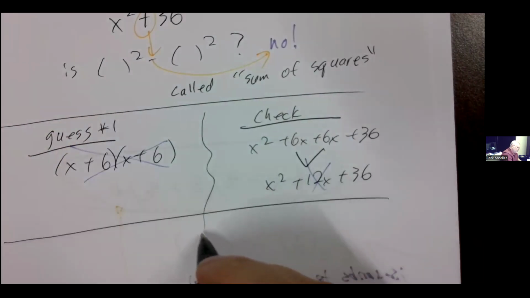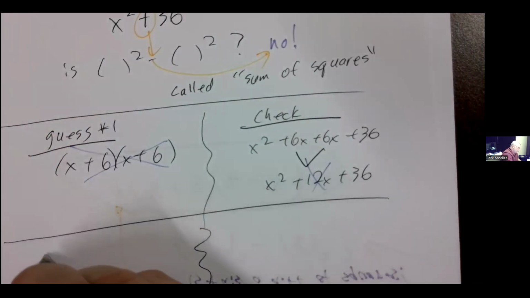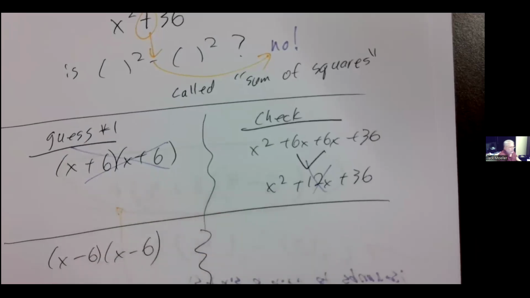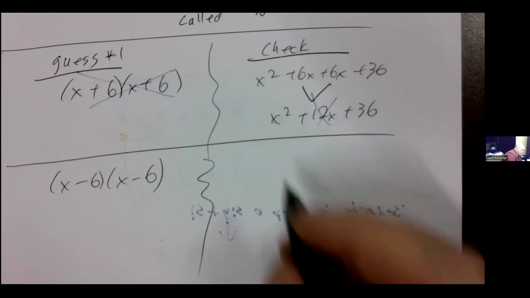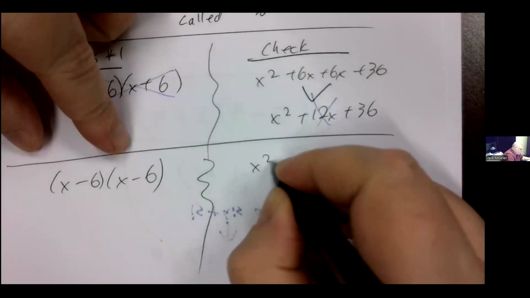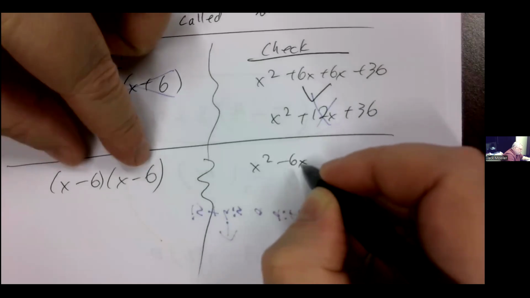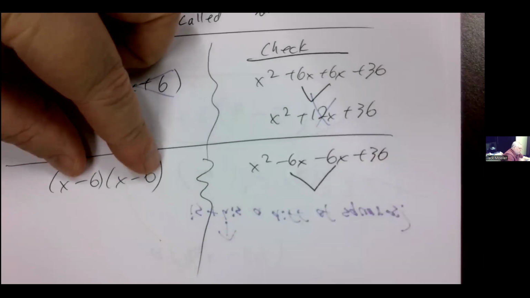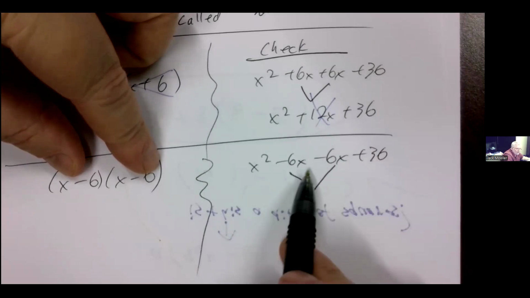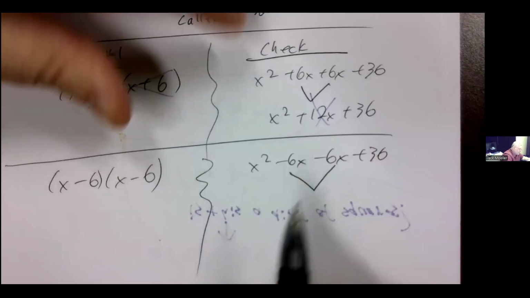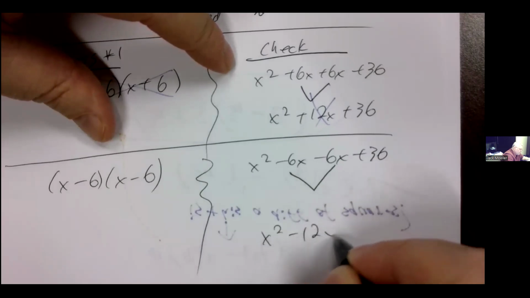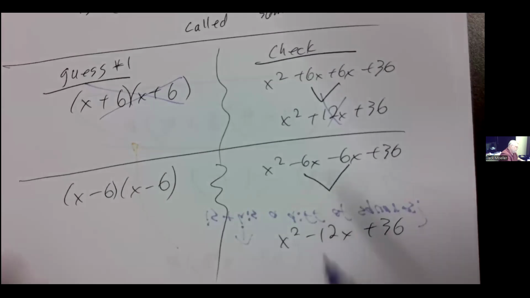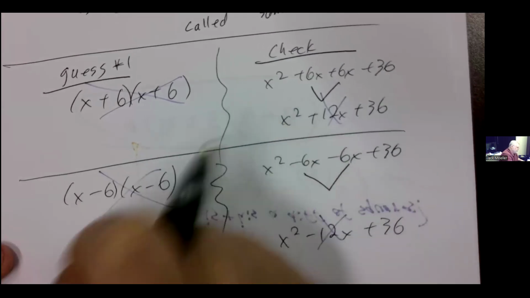Any other guesses? How about x minus 6, x minus 6? That's usually the second guess I get. Well, if we check it, we get x squared minus 6x minus 6x plus 36. Here's where we have to be careful. Don't cancel those out because they're both negative. So that's going to be x squared minus 12x plus 36. You don't want that minus 12x, so that's not going to work.